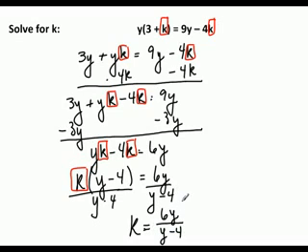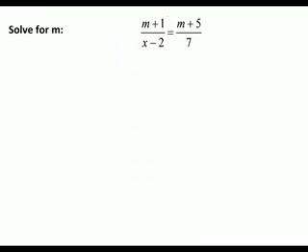Again, I cannot simplify these y's or take out a 2 from the 6 and 4 because these are not being multiplied together, they're being subtracted. So that would be my final answer. Let's go on to the next example.